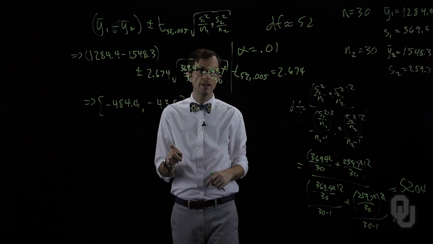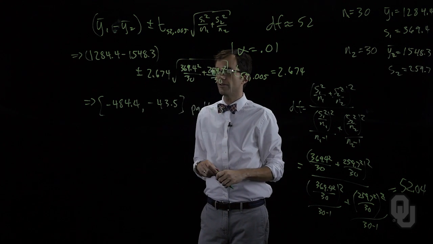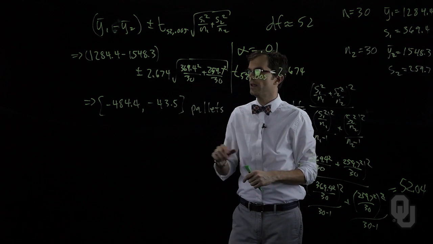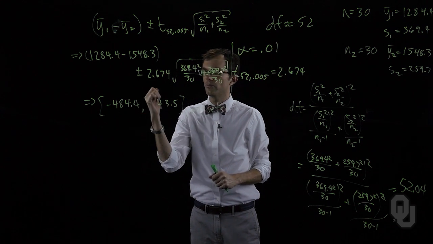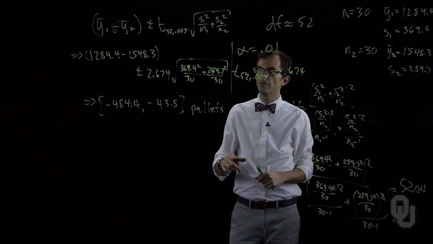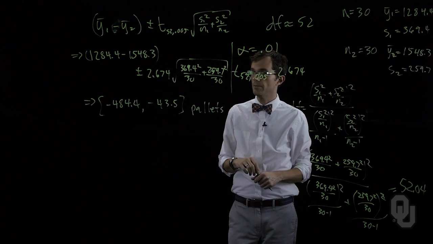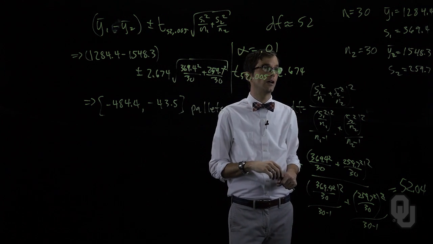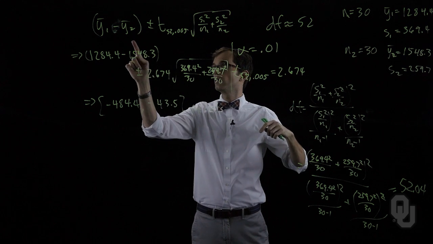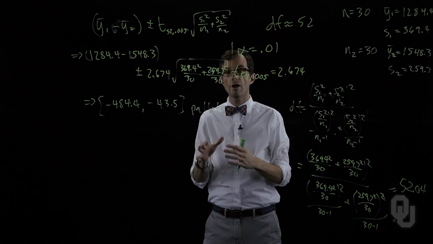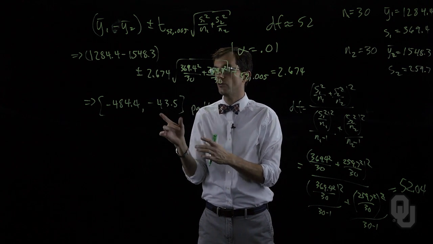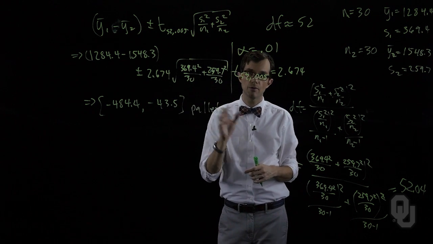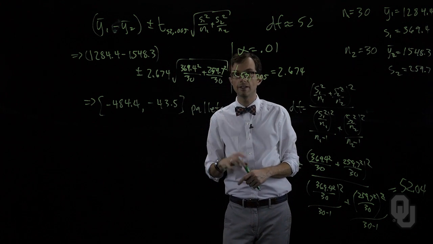So what does that say? With 99% confidence, I think the true difference in the throughputs between layout A and layout B is between negative 484.4 and negative 43.5 pallets per day. Another way to say that, since both of these are negative, is that layout B is greater than layout A to the tune of 43.5 to 484.4 pallets per day, with 99% confidence.